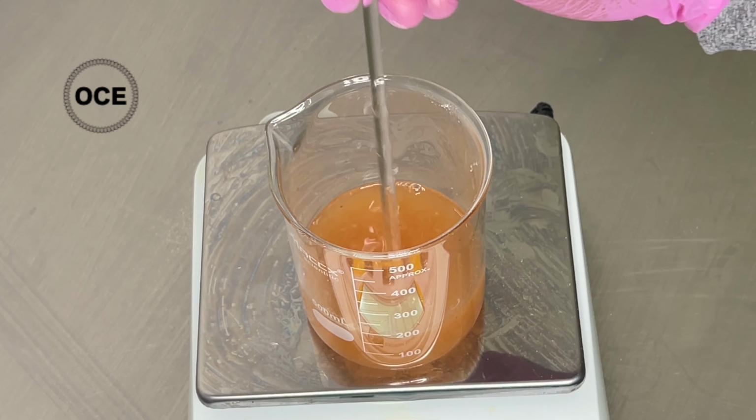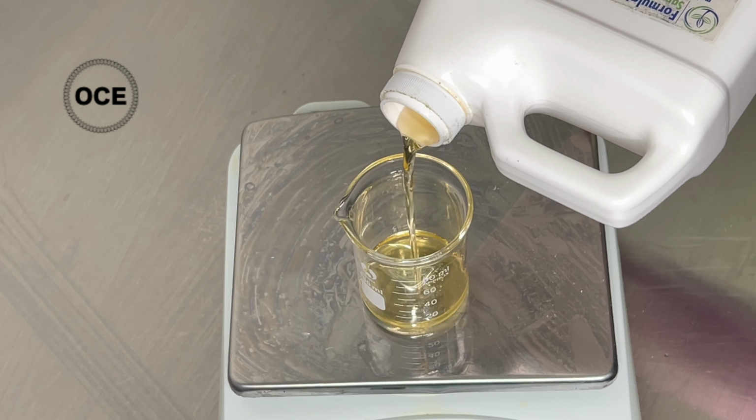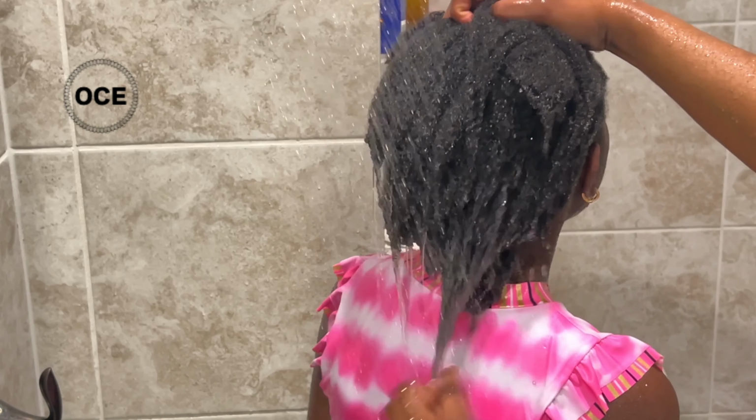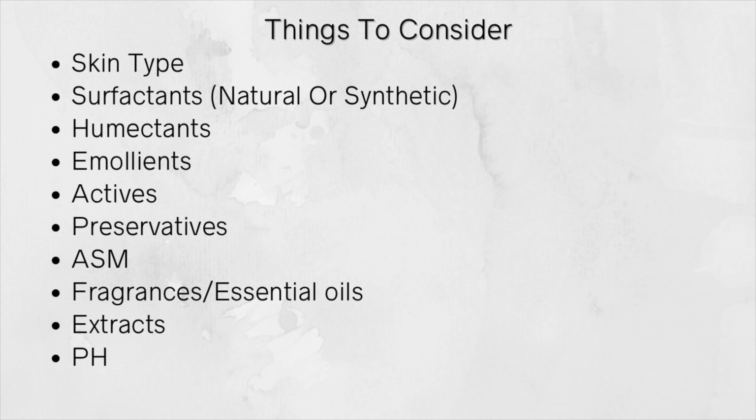So to make any type of cleansing product, like a face, body wash, shampoo, anything that's going to cleanse your skin, remove oil, dirt from your skin, your hair, that's what I'm referring to in this video, cleansing products. So some things you want to consider is the skin type you are formulating for, surfactants, natural or synthetic, humectants, emollients, active ingredients, preservatives, ASM, fragrances, essential oils, extracts, and pH. Don't worry, I'm going to go into more detail as the video goes on, but these are just some basic things you need to consider, you need to understand before you can formulate any type of cleansing product.